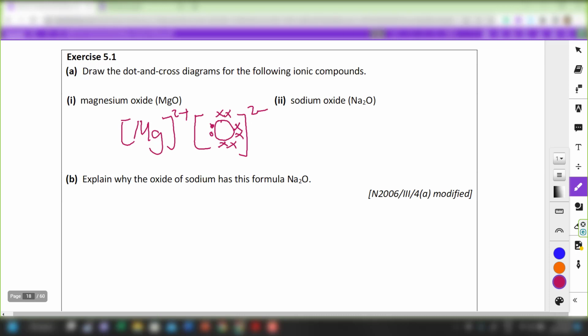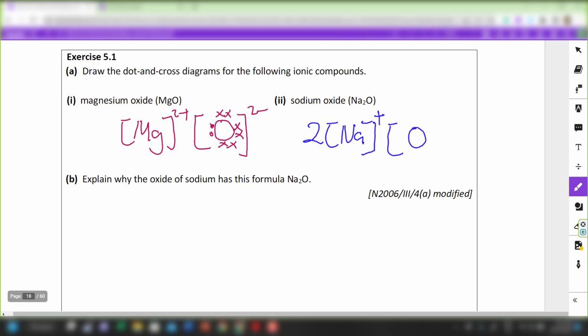So this is MgO. For sodium oxide, I think you recognize that there are 2 sodium in total. So that's just 2 Na, each with a plus charge. I'm just going to write it out. So this is plus, and then O2- is simply 1 oxygen. Again, represent with a dot, and then crosses, and that will be a 2 minus charge.